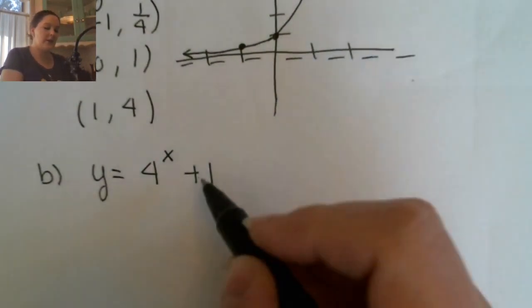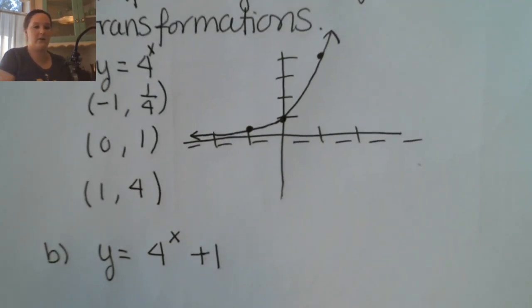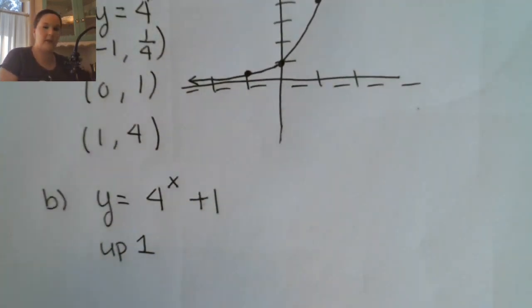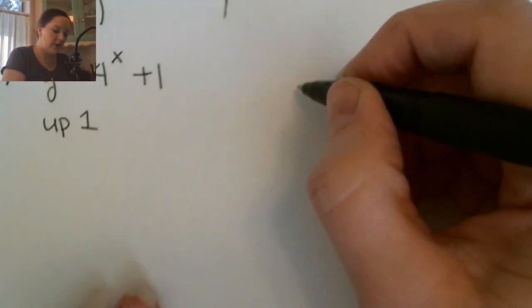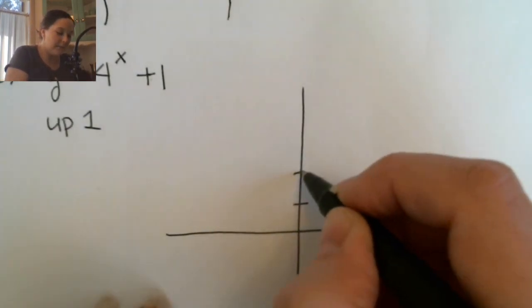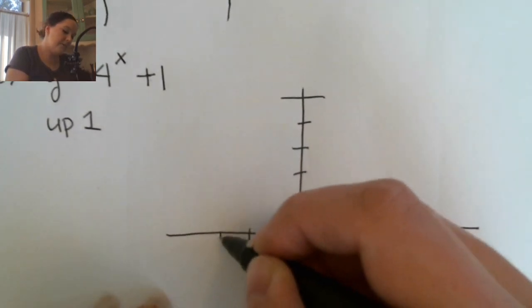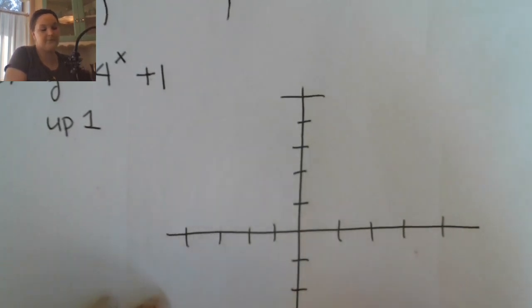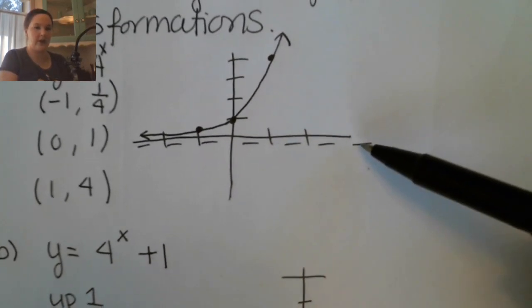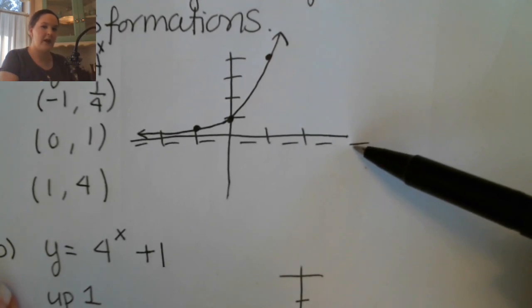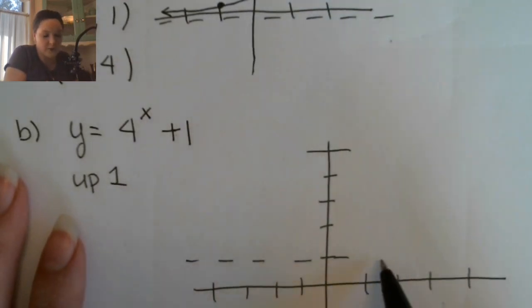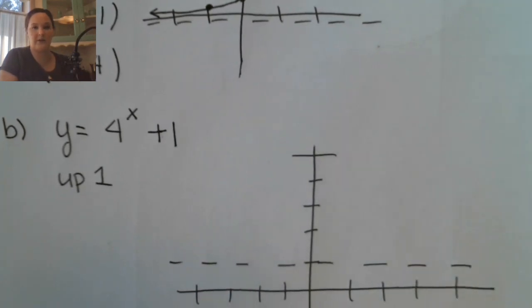Now when I look at this, I can see that the base graph is the same as part A, still 4 to the x, and this +1 is going to move my graph up 1. So I'm going to take my base graph and move all of my key features up 1. The first thing I'm going to draw in is this dotted line from my base graph. I'm going to move it up 1, so it's moving from 0 to 1. It's super important that you draw this in while you're graphing.